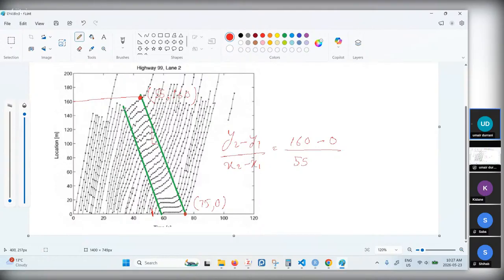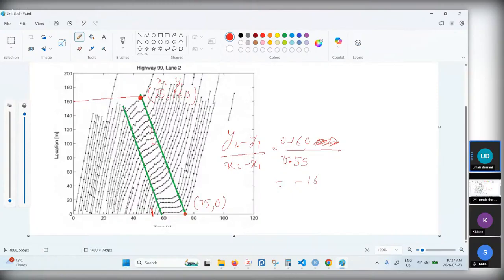This should be y1, x1. So in that case, y2 was 0. So I should say 0 minus 60. And here I should say 75 minus 55. So that comes out to be minus 160 divided by 20. So minus 8. This is in meters per second.